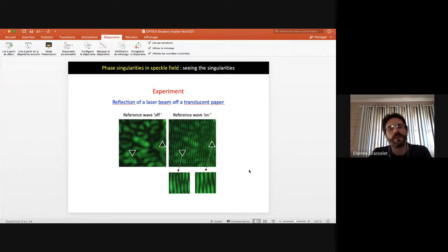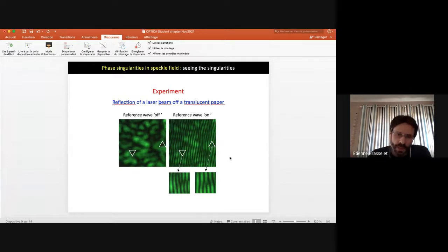Experimentally, for those who never experienced the phase singularity by their own eyes, I invite you to go to laboratory courses or research labs of some professors around you to use a laser beam, like a laser pointer, and a diffusive material. Here, I chose a translucent paper, and the reflection of light from this paper is random. And if you look closely, it will be like a speckle light field. And if you add a reference wave, so you split initially your beam into 2 beams, one will be altered by the material you place in the path of the laser, and the second serves to induce some fringes.